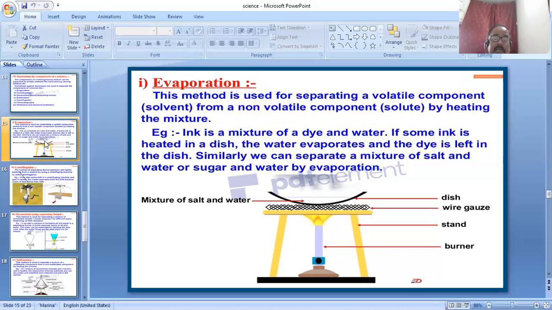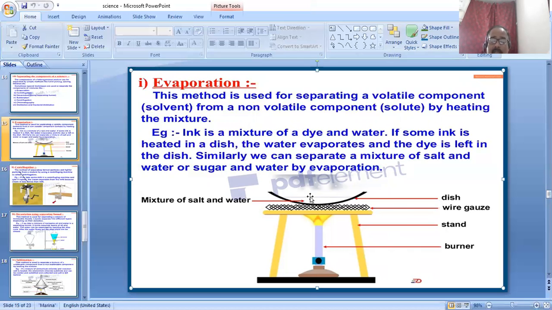And just see here an example. Here is a mixture of salt and water. This is the china dish, this is the wire gauze stand, and this is the Bunsen burner. So with the help of the Bunsen burner, the dish is first heated, and the water present here absorbs the heat and evaporates. And after some time, we observe that only crystals of salt are present. So this is the process of evaporation.